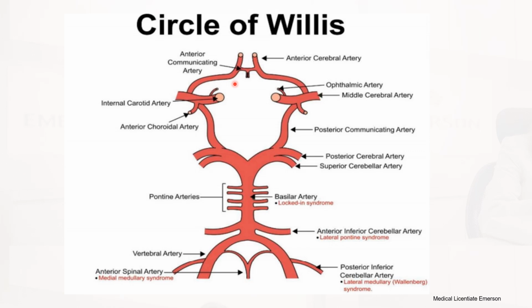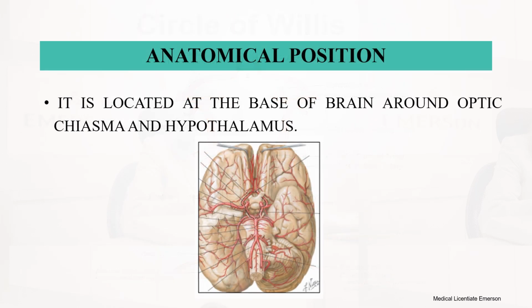So now let's see how it develops. Anatomical position: it is located at the base of the brain around the optic chiasma and the hypothalamus. So this is actually where it's located. That's the anatomical position.